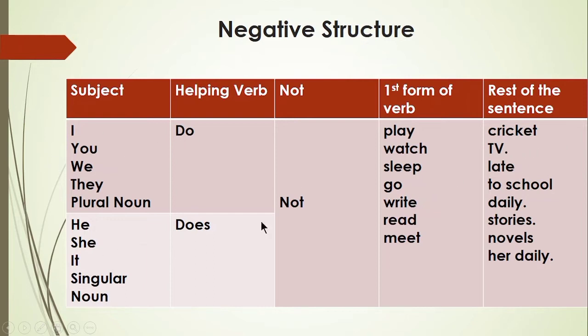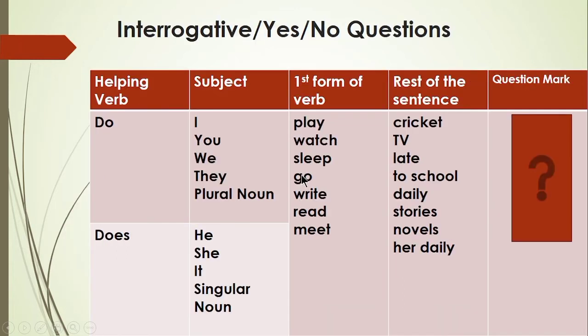For example, I do not play cricket. You do not watch TV. He does not play cricket. She does not watch TV. Okay, so that is how we make negative sentences.